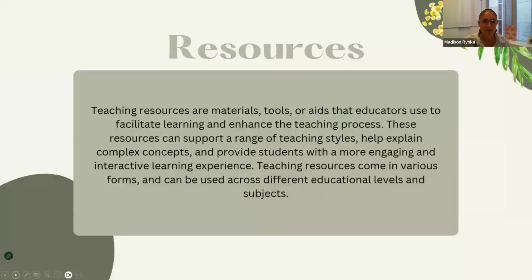So resources, as we know, teaching resources are so important in the classroom. They're materials, they're tools, they're aids to help us in our teaching process and facilitate that learning with our students. It supports teaching styles, it helps explain complex concepts, and it's also more engaging with students, especially if it can be more of an interactive learning experience.